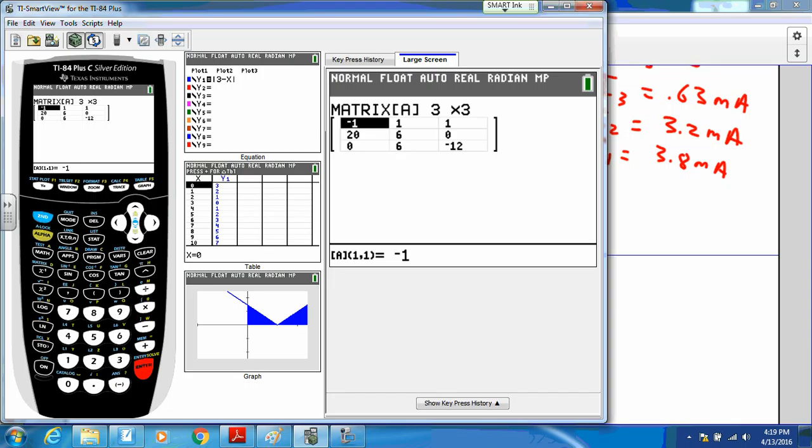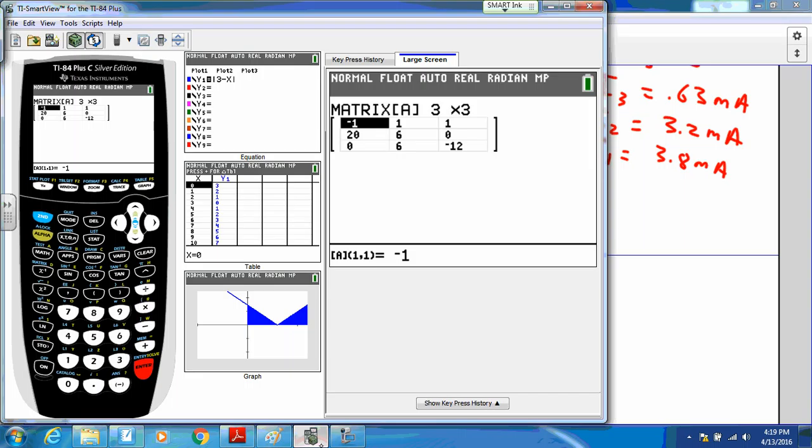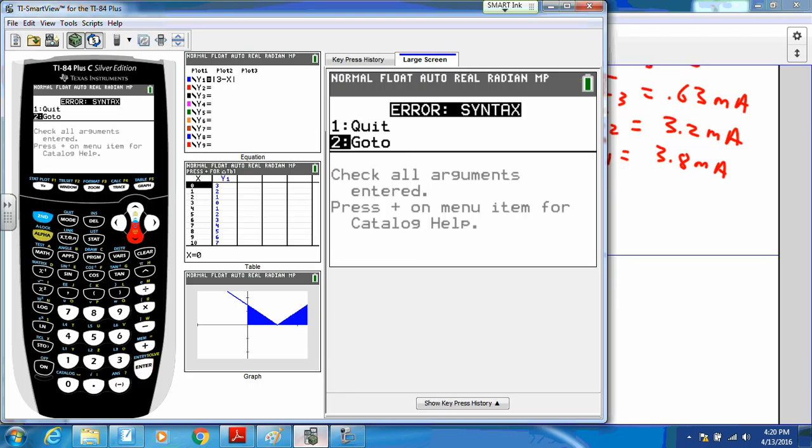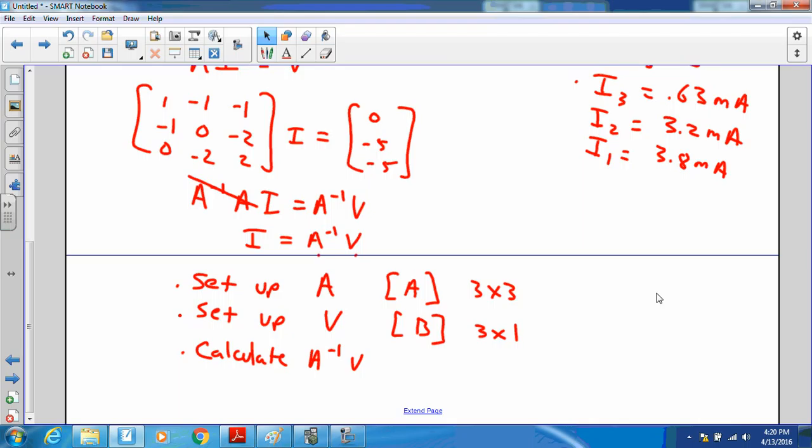And let's get those up here so you can see what they look like. Those are 1, negative 1, negative 1 across the first row. And so I enter 1, negative 1. Doesn't like that minus sign, so I'm going to have to do that manually. Negative 1 and negative 1. And then I'm going to enter my second row, which was negative 1, 0, negative 2.